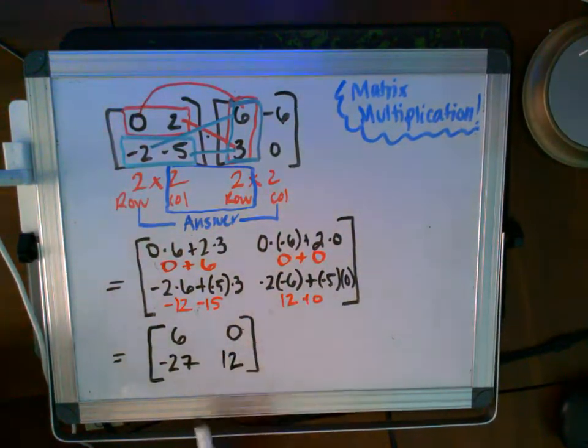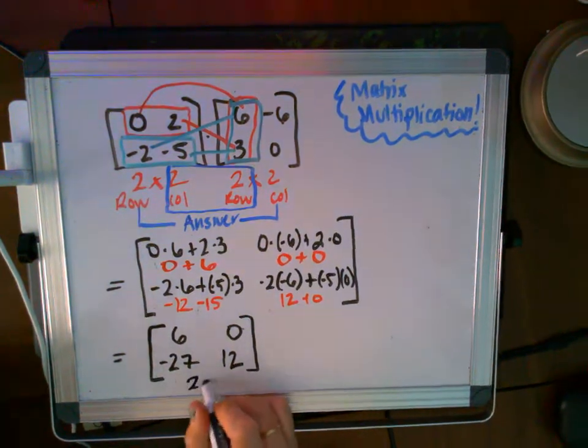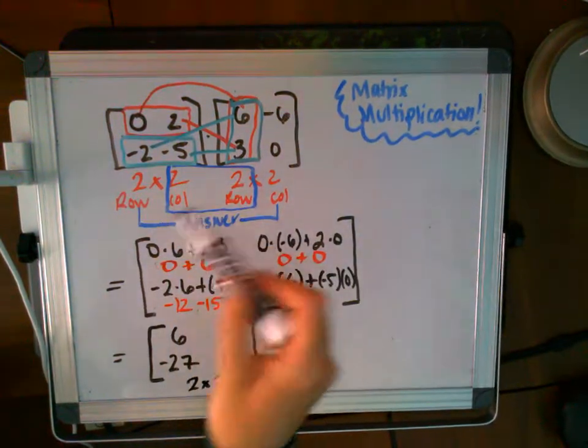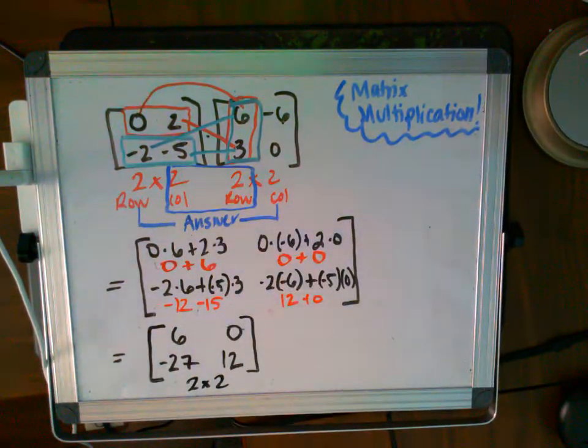And that is our final answer. As you can see, we've got 2 rows, 2 columns. It's a 2 by 2 matrix. So that matched what we talked about and what we predicted at the very beginning of our problem.